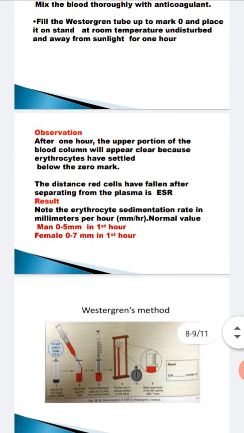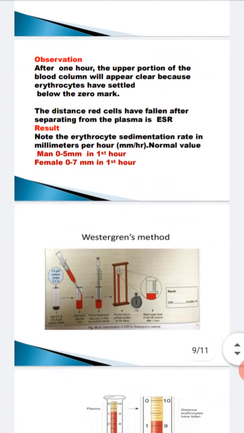Now the result. When we see what is the normal value of ESR in man in 1 hour, after 1 hour the ESR normal value for man is 0 to 5 mm and for female it is 0 to 7 millimeters in 1 hour. So this is the normal value, it should come.